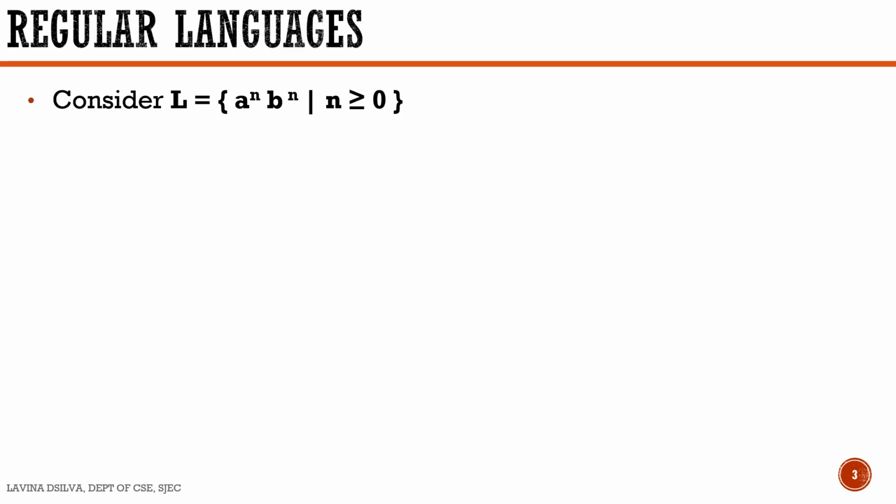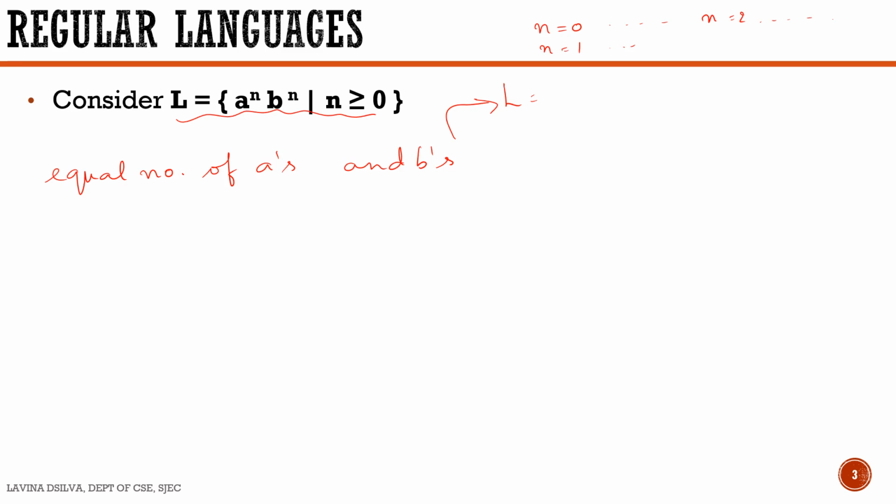Now, what does this language describe? This language tells us that we need to have an equal number of A's and B's, right? So the strings in this language should have an equal number of A's and B's. When n equals 0, we will have one particular string. When n equals 1, we get one string. When n equals 2, we get one string. So the value of n starts from n greater than or equal to 0.